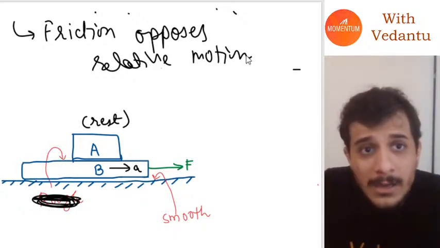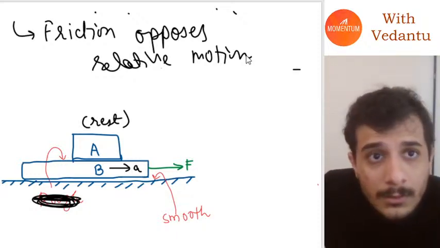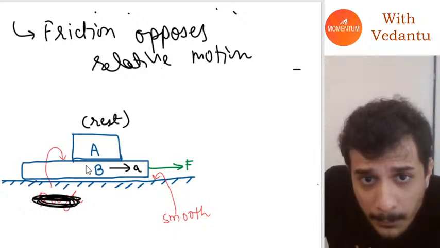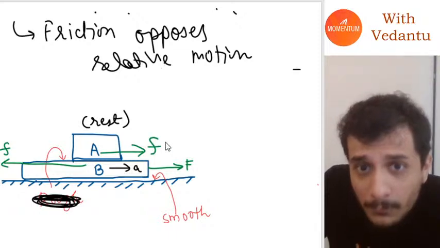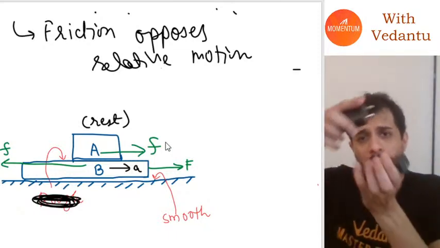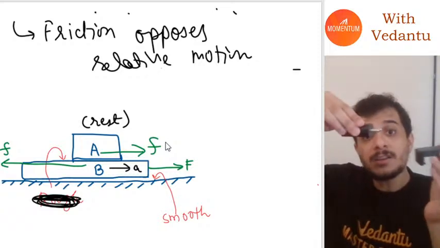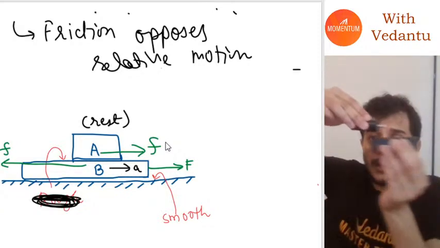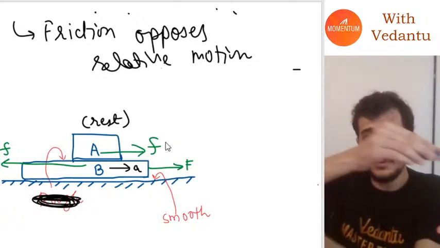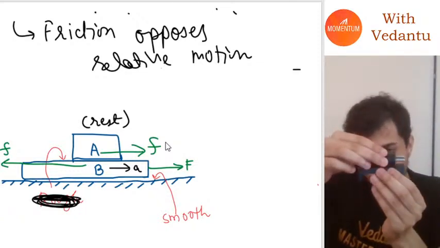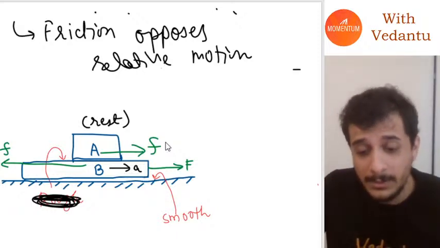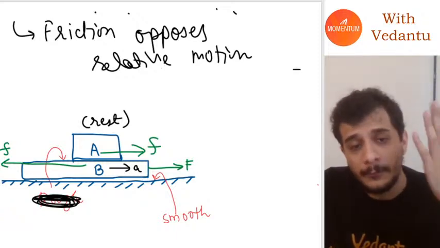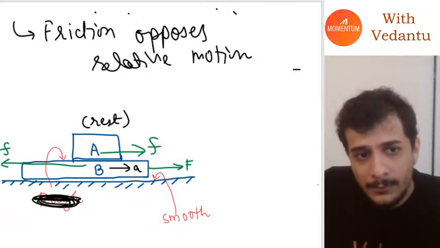Okay, so what does that mean? What friction will do is, one second, let me get my force. Friction will pull this body backwards, will pull back body B and pull forward body A. Because the motion is like this, friction will try to make the motion in the opposite direction. I hope everybody understood. Friction opposes relative motion.